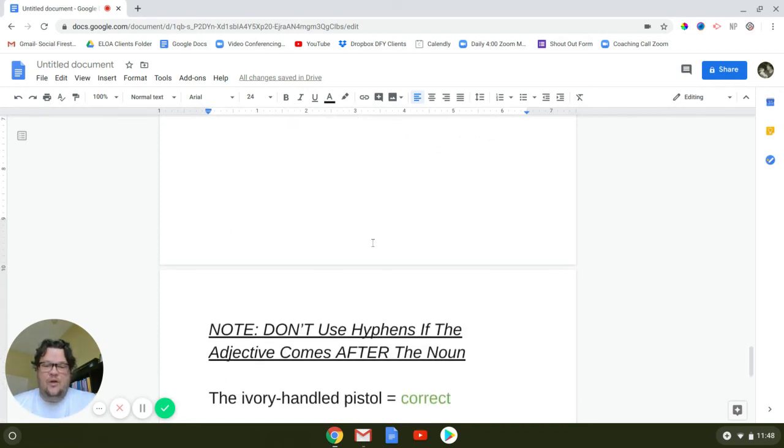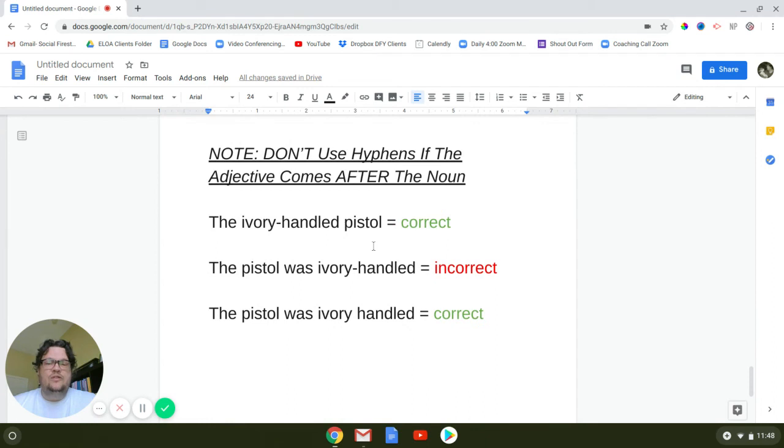And then the last thing to note, also, don't use the hyphens if the adjective comes after the noun. That seems confusing, but here, remember we had ivory-handled pistol? Ivory-handled is hyphenated before the noun. However, when you move it after the noun, see how here, this is incorrect. You don't want to keep that hyphen in there because it's not acting as two single words in front of the pistol anymore. Because you've added the idea here of its state of being, is, was, be, right? Then you revert it back to just ivory handled without a hyphen.